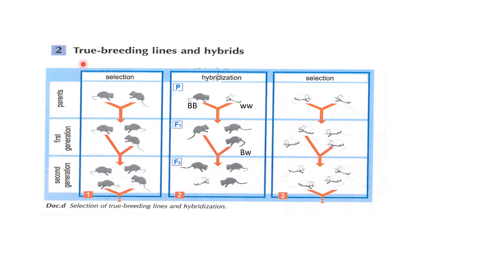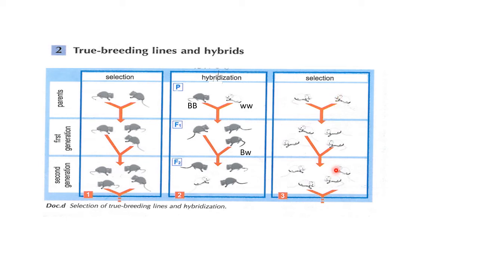Now we are going to talk about true breeding lines and hybrids. In true breeding lines or selection, we have two mice having the same phenotype and the same genotype. Crossed together, they have black color coat. They gave in the first generation all mice with black color. And in the second generation, also the mice are all with black color. It means in every generation, the phenotype and the genotype are the same as the parents.